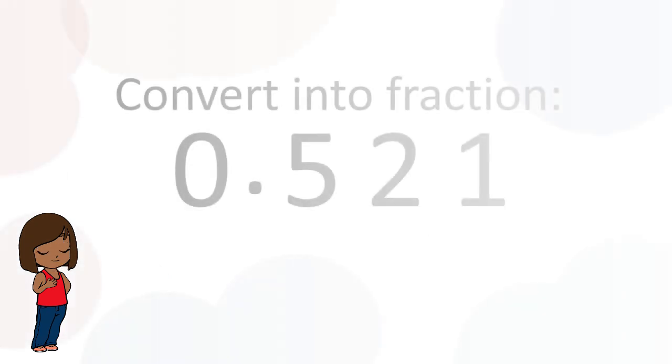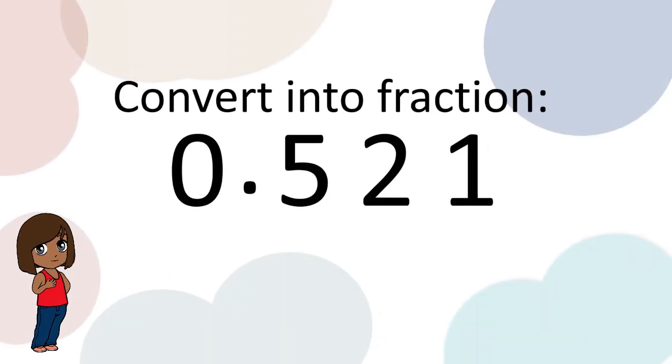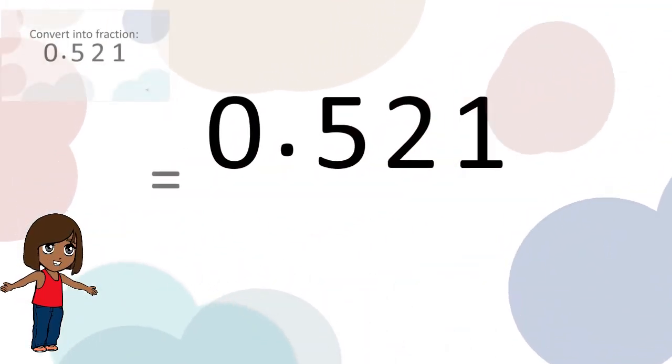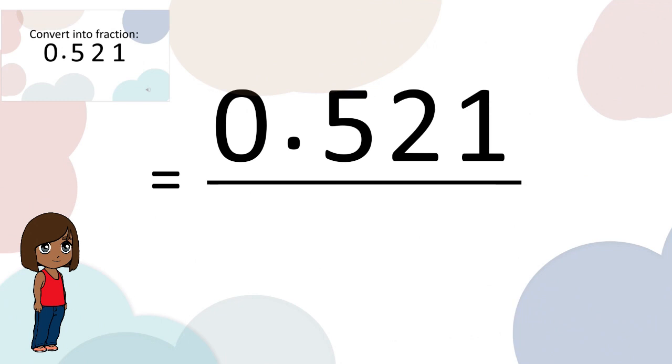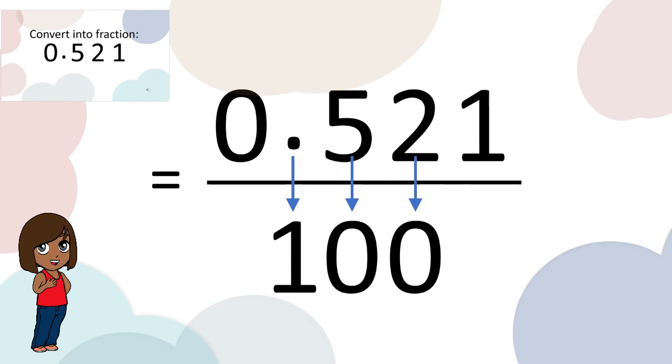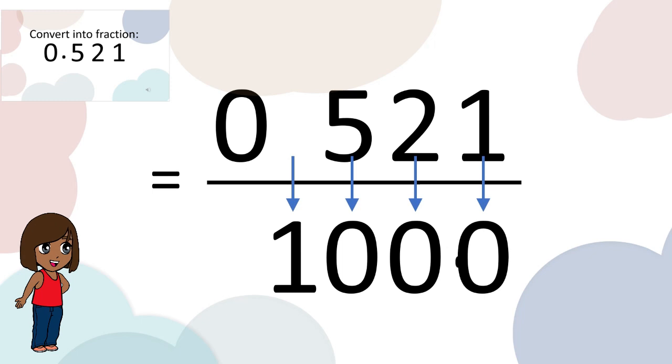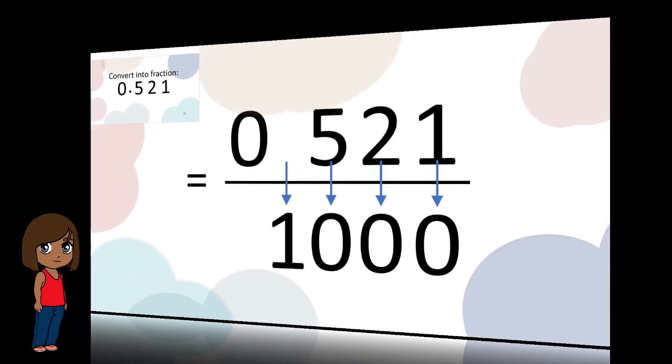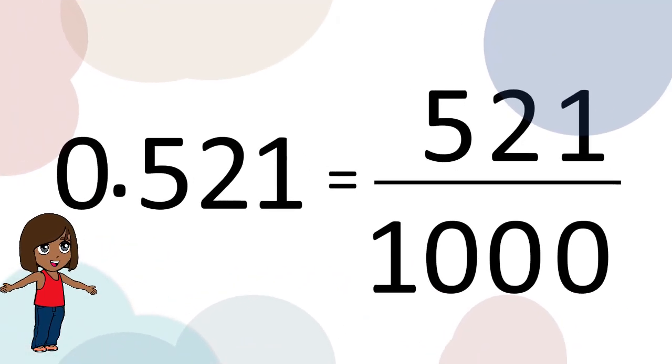Let's take another decimal, 0.521. How do you convert it into a fraction? The rule remains the same. For denominator, put a 1 below the decimal, a 0 below each of the 3 numbers after the decimal. You have the denominator as 1000. Drop the decimal, and you get the numerator 0.521, or 521. So we can say that 0.521 equals 521 by 1000.